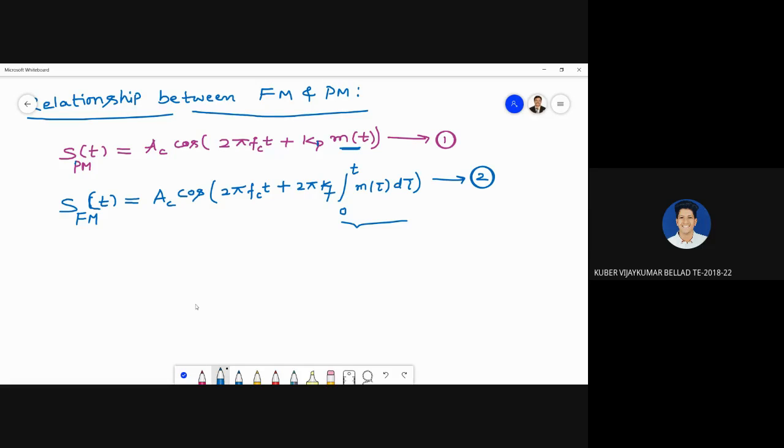Yes, sir. This is the third candidate saying yes. What about the others? Are you able to understand what I am saying? I have written two equations, one for PM and another for FM. I am comparing those two, and I am saying that if I replace the term m of t in equation 1 by the integral from 0 to t of m of tau d tau, can I say I can change the phase modulated signal into a frequency modulated signal?